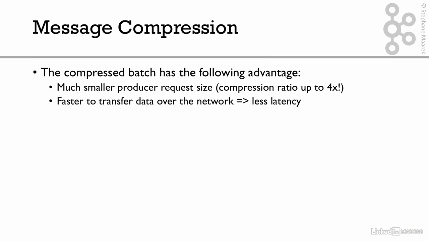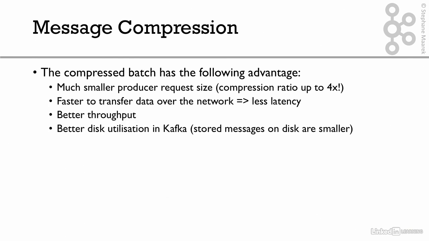Now, it's also faster to transfer data over the network. Yes, indeed, you have much less data to transfer. Therefore, there is less latency, better throughput, and so on. You also get better disk utilization in Kafka, because on the brokers, your messages will be stored in a compressed format. So basically, your disk has more capacity for more messages.